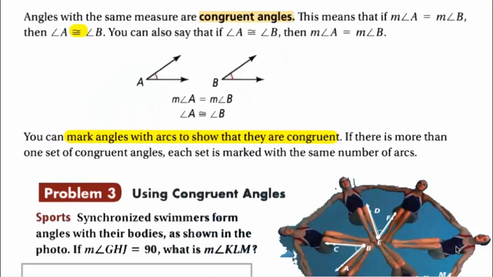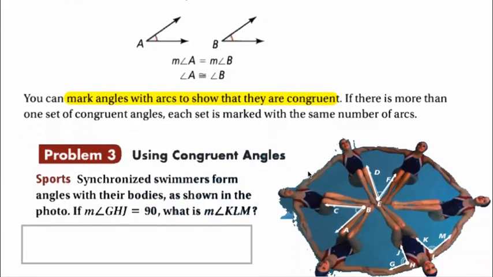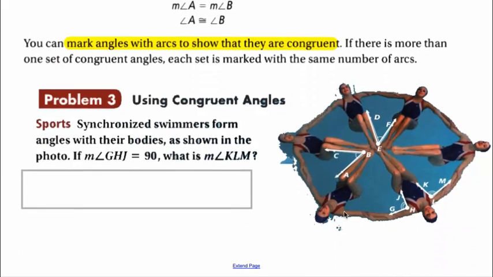When angles have the same measure, we say they are congruent angles. This means that their measures are congruent, so the angles are congruent. The way that we show that angles are congruent is using this little arc inside. If you have more than one set of angles that are congruent, you're going to use two arcs. You can see that down here in problem 3.